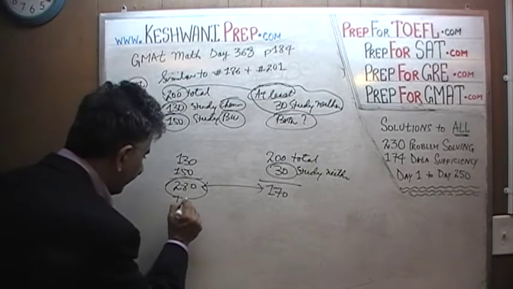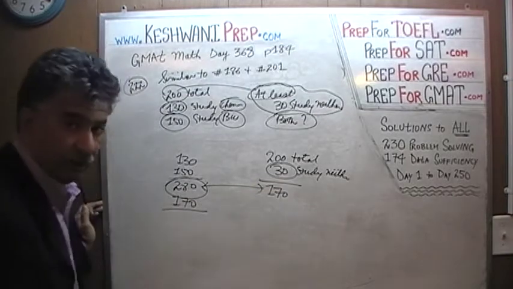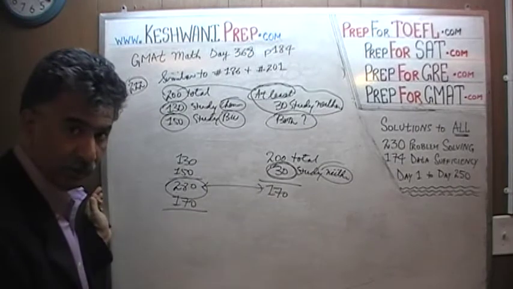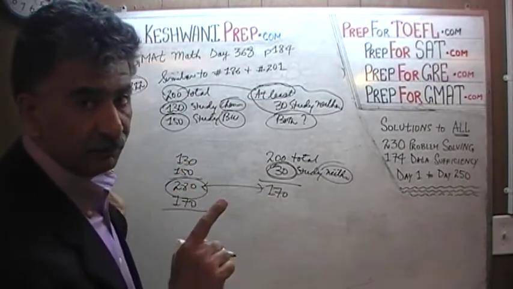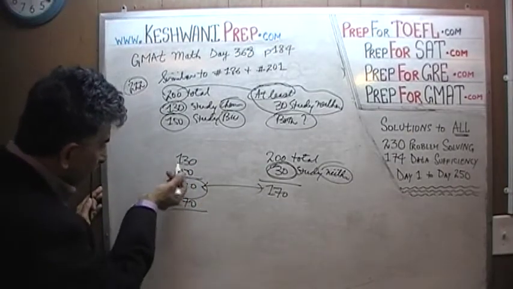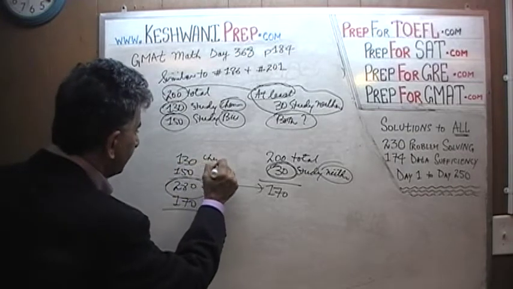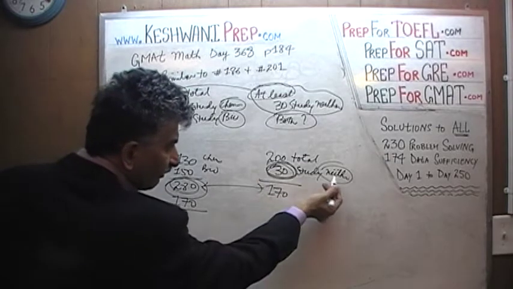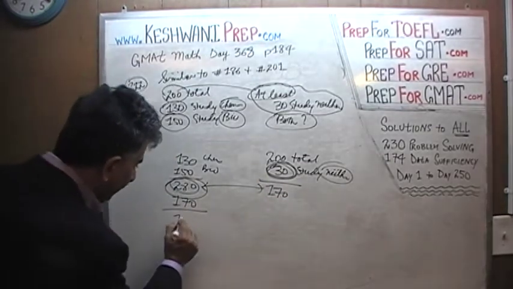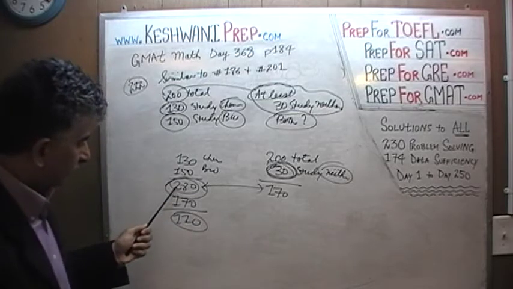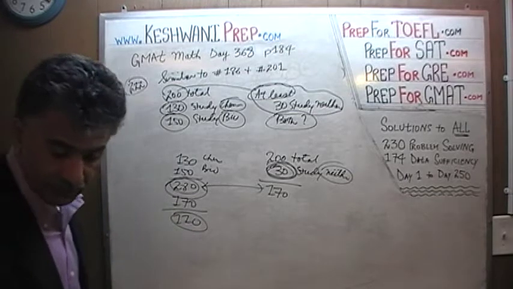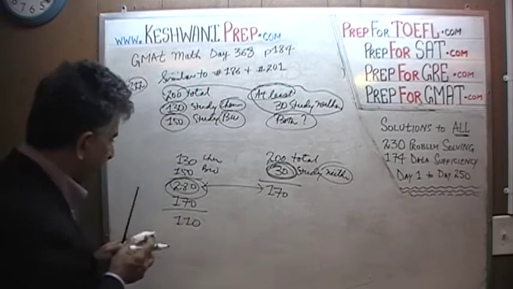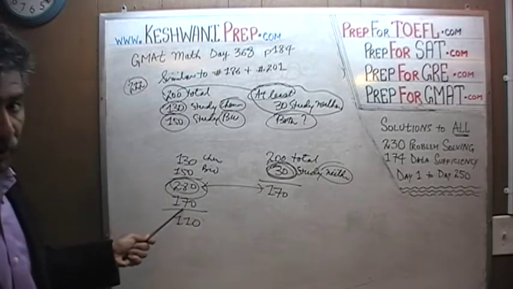If we're dealing with a scenario that exactly 30 of them study neither, then when we add up these two numbers, chemistry and biology adds up to 280, and with 30 studying neither, that's 170. So what about this 110, the discrepancy between 280 and 170? What does this 110 represent?